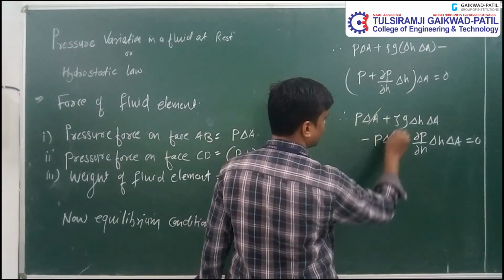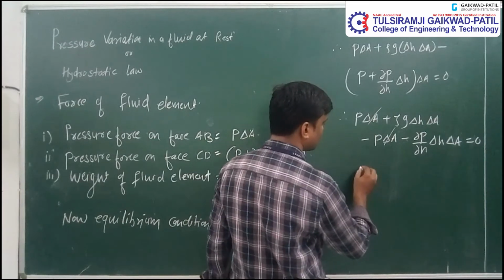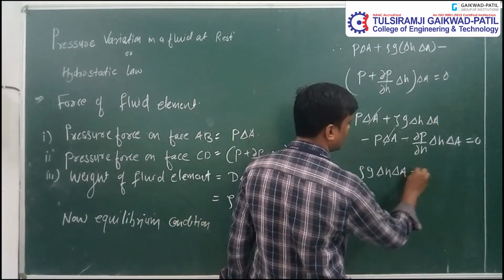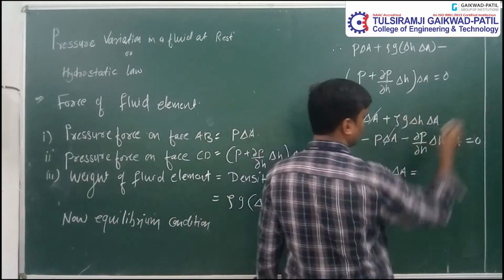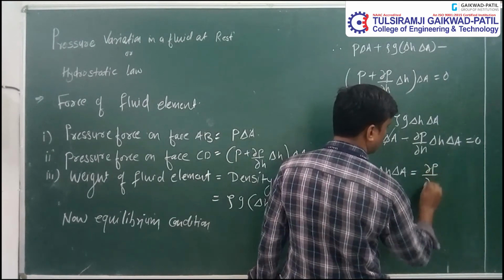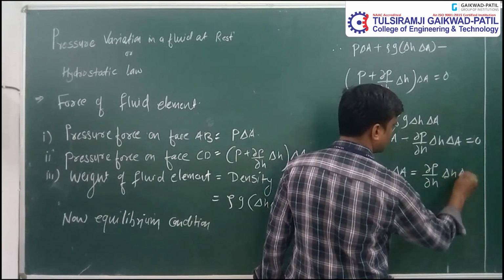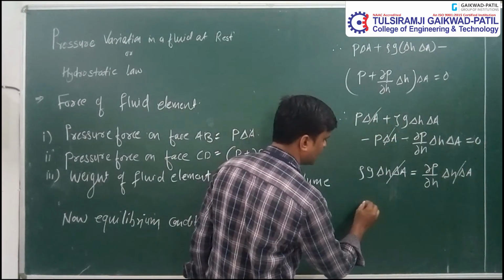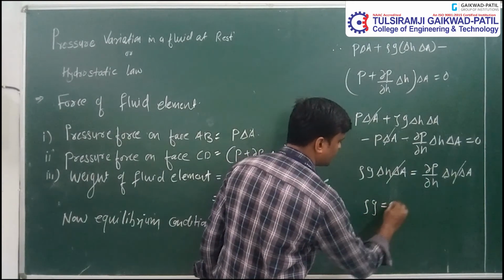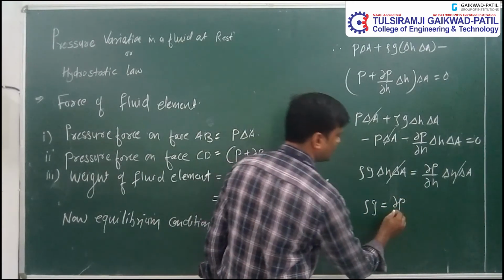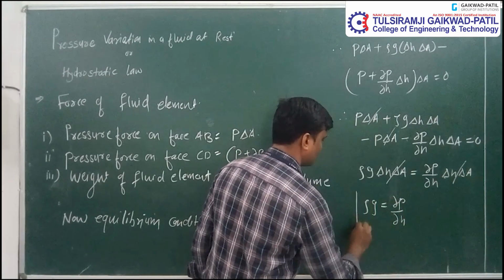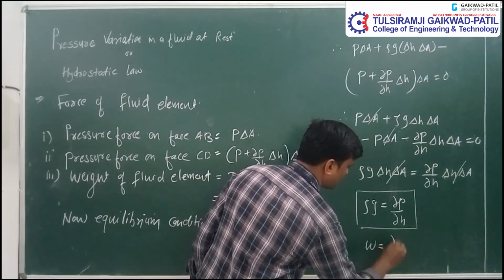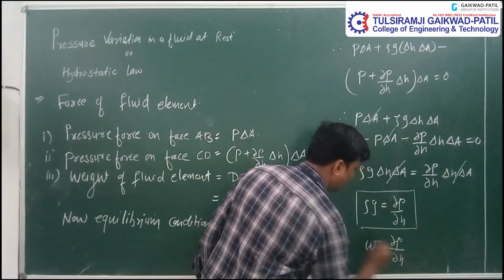Now the positive and negative P delta A terms cancel. What remains? Rho g delta H delta A is equal to del P upon del H into delta H into delta A. Now this is again common, so this is cancelled. What remains? Rho into g is equal to del P upon del H. So again we can write w is equal to del P upon del H.